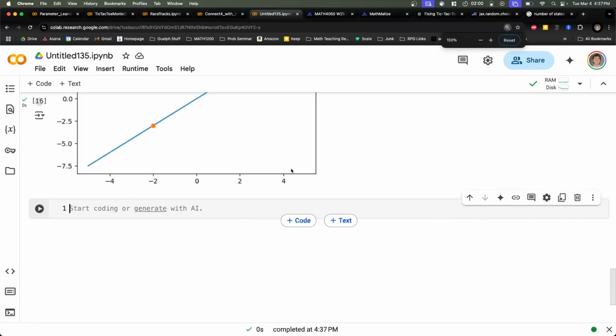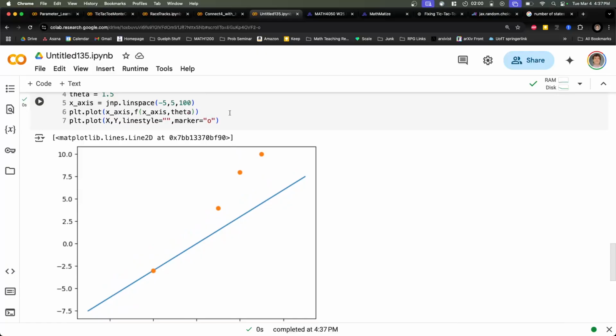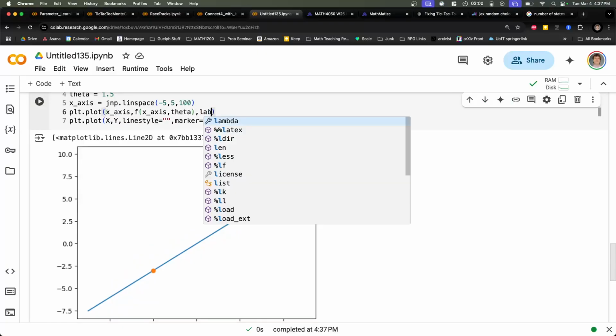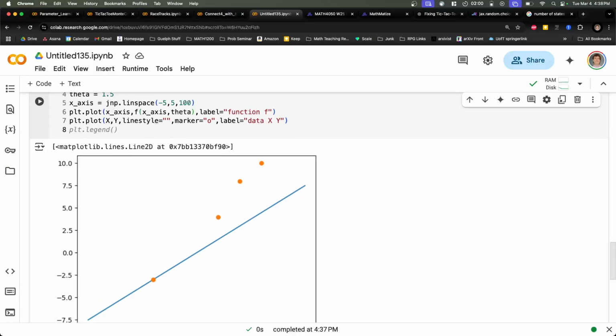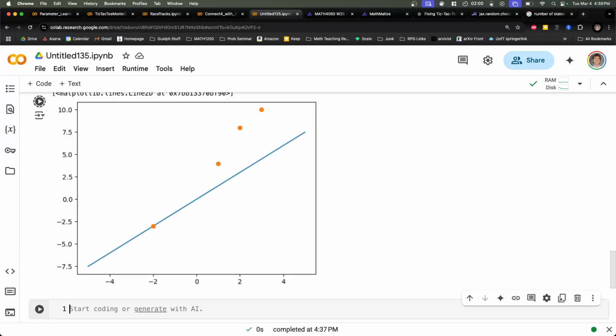Okay, so now it's plotting what this thing is. We can maybe label it. Label equals, this is the function f, and then this one is the data, the x and the y, and I'll put everything with plt.legend. Okay.